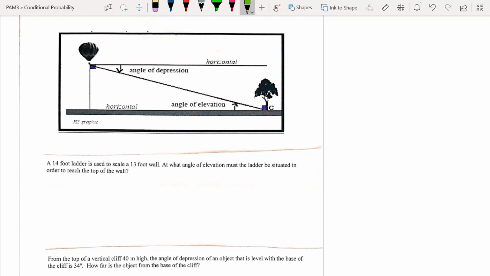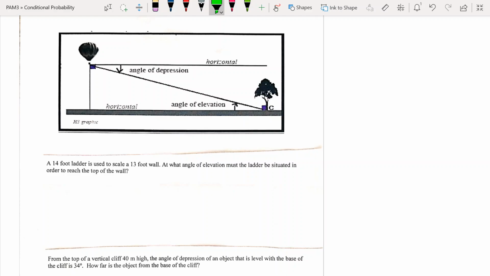And one of the things they normally throw in with word problems with right triangle trig is what's called an angle of elevation and an angle of depression. These angles are created with a horizontal line. So you have to have a horizontal line in order to have an angle of depression or an angle of elevation. Let's start off with angle of elevation.